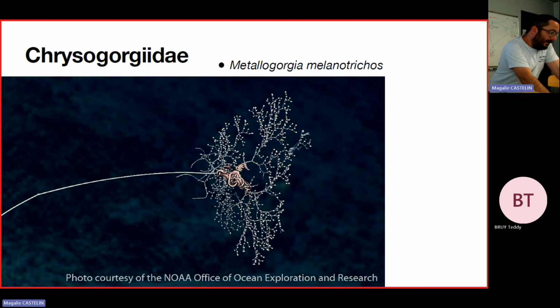This is a Metallogorgia melanotrichos. This is a peculiar coral. It's unambiguous when you see it. It's a long stalk that can be a meter and a half tall, and a bush of branches. And within that bush of branches, you have a single ophiuroid, Ophiocreas oedipus. To my knowledge, we've never seen two ophiuroids or zero ophiuroids on Metallogorgia, and we have never seen Ophiocreas oedipus on another substrate. So the relationship seems to be very strong.